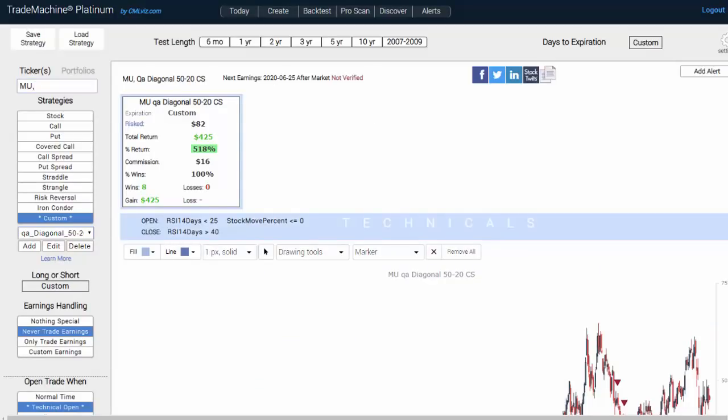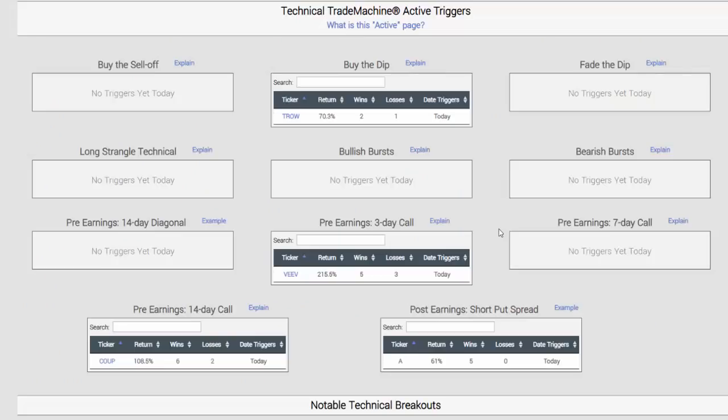But we've gone a step further. When you log into Trade Machine, you will land on the Today tab. The Today tab starts running scans at 7:30 a.m. Pacific time every trading day. And if something is triggering that has a good backtest, we just show it to you automatically on this page. This is where the buy the sell-off triggers would appear.